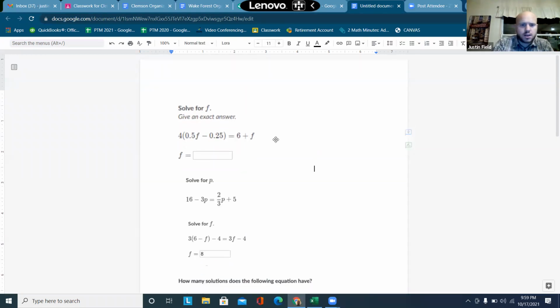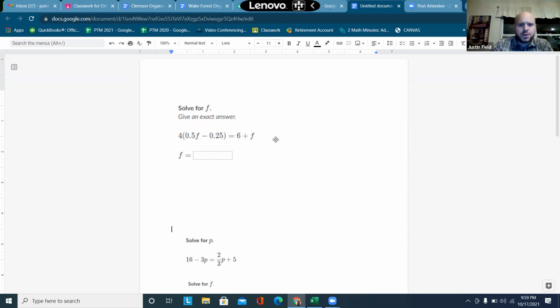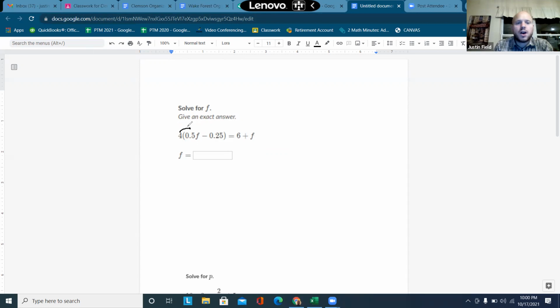Okay. So this first one, what's the problem with this problem? I don't know, but I know what to do. We got to distribute, combine any like terms, switch the sides, variables left, numbers right, combine like terms again, divide, done. Right here. Oh, I did this one in the Wake Forest video. You all should just watch that.